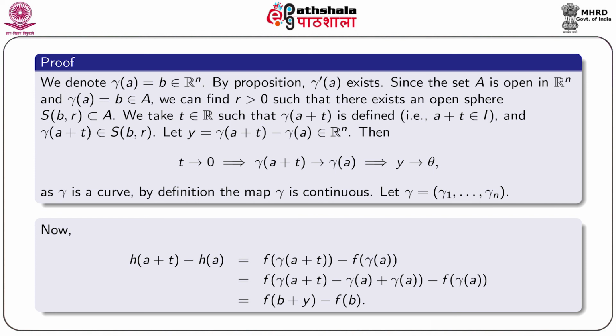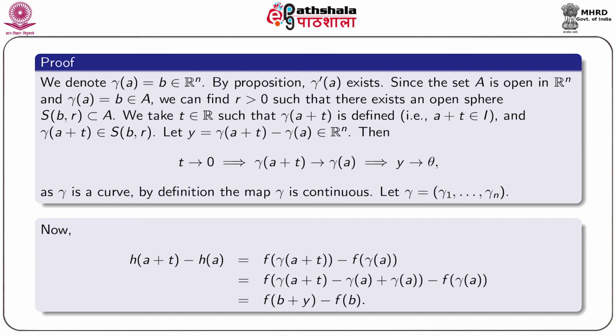We take a real number T such that gamma A plus T is well defined, that is A plus T must be a point of I, as well as gamma of A plus T must be in the open sphere SBR. Now, let Y be the vector gamma A plus T minus gamma A. So, Y is in Rn. Now, gamma is continuous at A. So, when T tends to 0, gamma A plus T tends to gamma A, that is Y tends to the 0 vector of Rn. Let us denote gamma equal to gamma 1 up to gamma n.